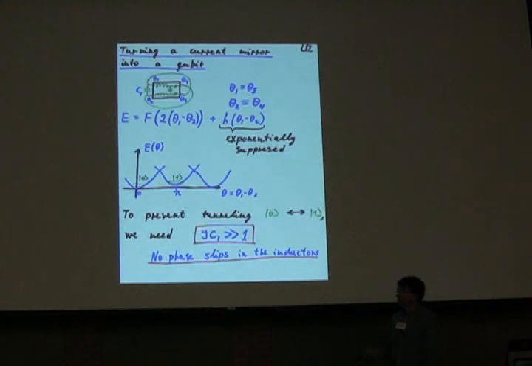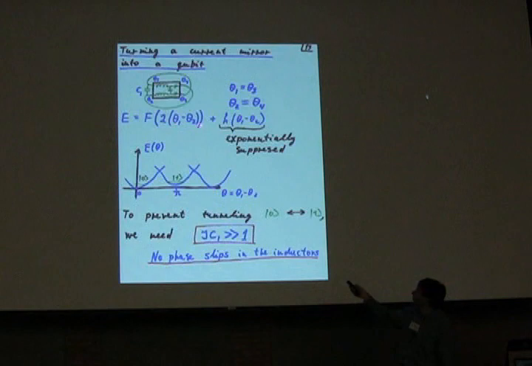Now, let's turn that device into a qubit. That is really simple. It's completely elementary. We just cross-connect the terminals. Now we equate theta 1 to theta 3 and theta 2 to theta 4. And the energy function is now the same function f of twice the phase difference between theta 1 and theta 2. And the error term is transformed to another function that is periodic with period 2 pi.